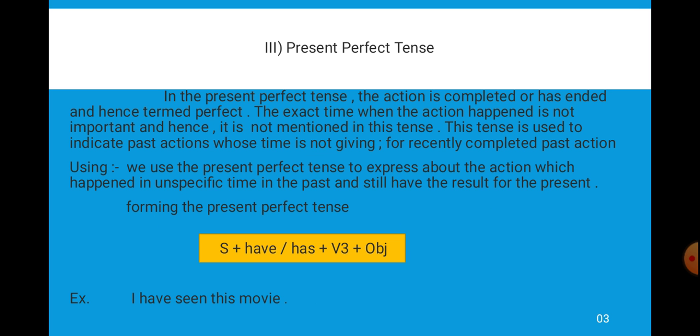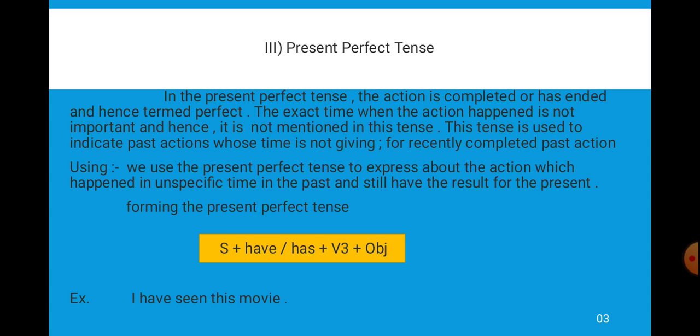Now the third tense is the present perfect tense. In the present perfect tense, the action is completed or has ended, and hence perfect. The exact time when the action happens is not important, hence it is not mentioned in this tense. This tense is used to indicate a past action whose time is not given.